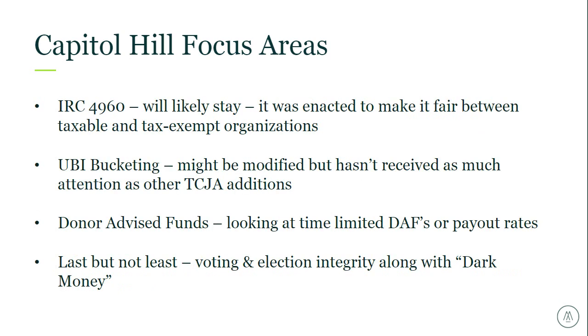All right, and then the next area is, like I said, the 4960, which is the excise tax on excess compensation. That area will likely stay. I know there's been a lot of pushback on that from the public and a pretty big outcry with regards to it being unfair. The Congress position is that it was enacted to make it fair between taxable and tax-exempt organizations, whereas tax-exempt organizations have limitations as well if there has been excess compensation. They just call it a slightly different tax code, but what they really try to do is just make it fair between the 2 types of entities that could exist.